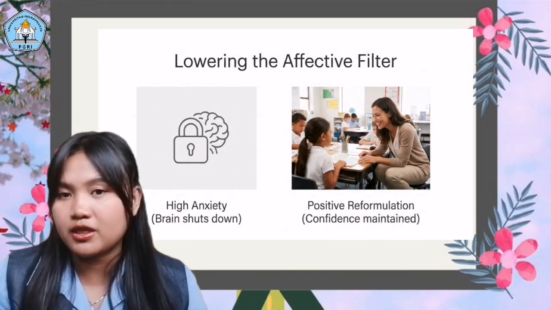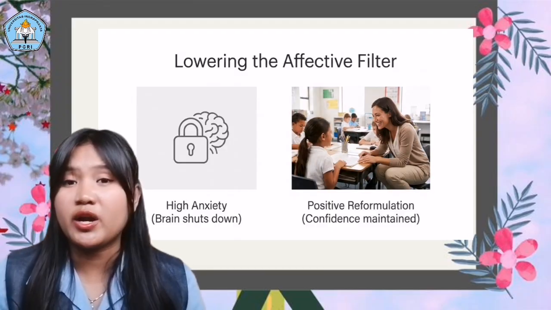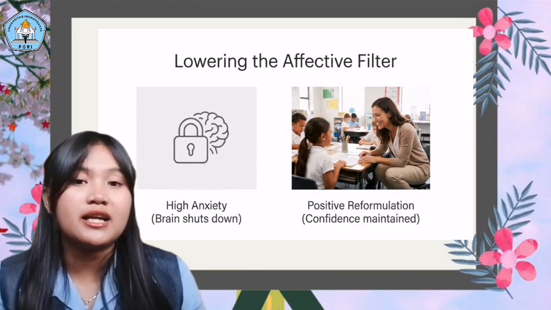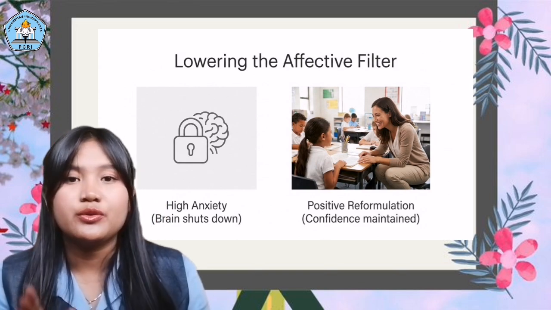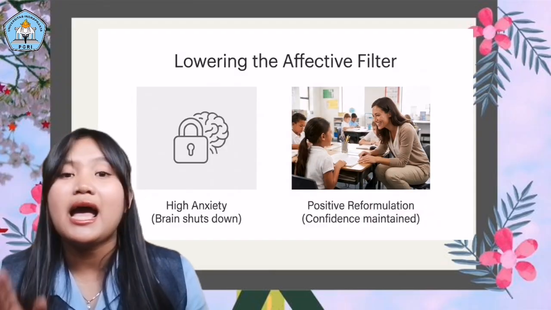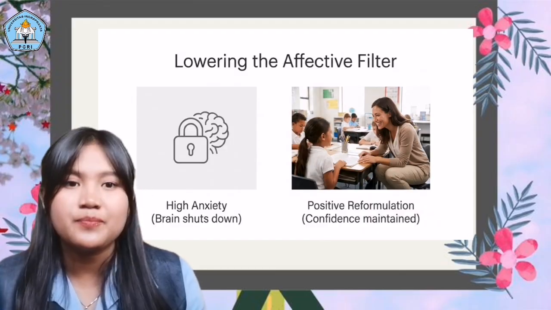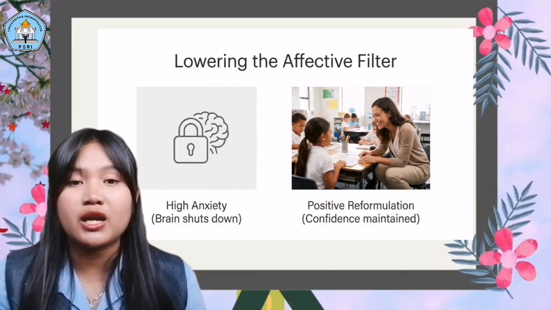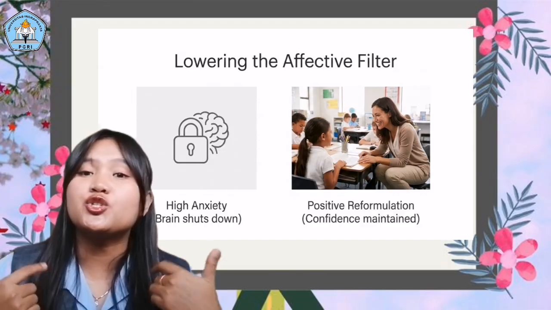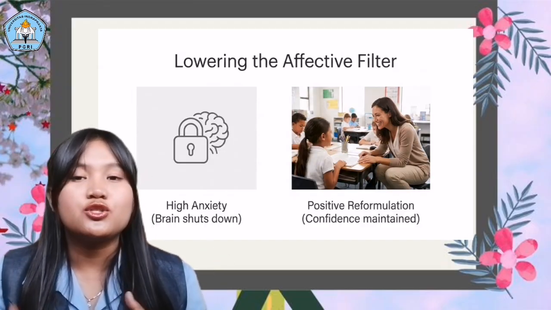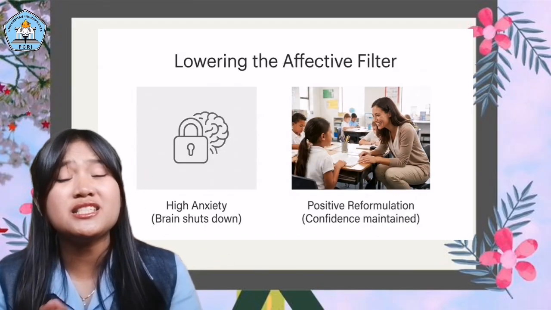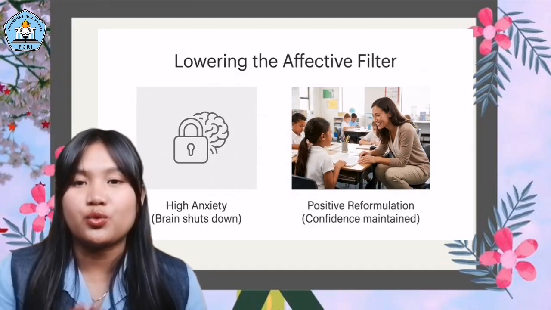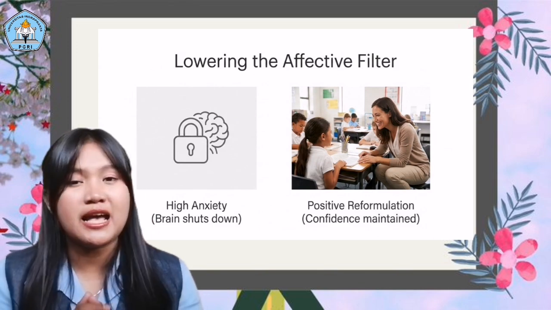So we're going to move to the affective filter, or why fun predicts fluency. Okay, now let's go back to the Andy story. In linguistics, there is a famous concept called the affective filter hypothesis. It proves that when a child feels anxious, scared, or bored, their brain shuts down and cannot learn. To lower their anxiety, we must use positive reformulation instead of harsh corrections. Here, I can give you the example again.